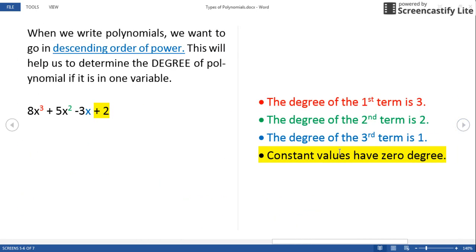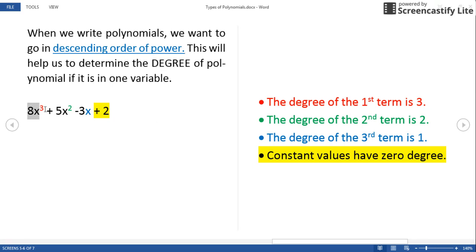Now, we mentioned that we want to write things in descending order of power, going from the largest exponent to the smallest exponent. We want to do this because it helps us to determine the degree of the polynomial. If you've got something that's just in one variable, the degree of the entire polynomial is going to be the highest exponent that you see.